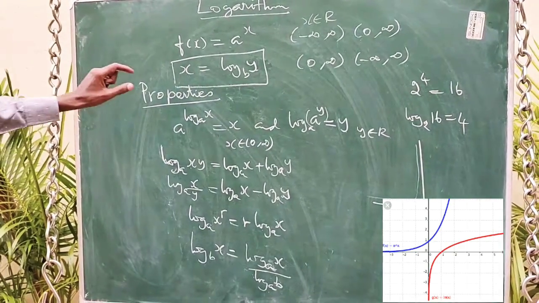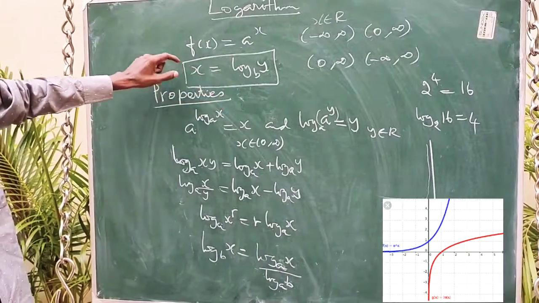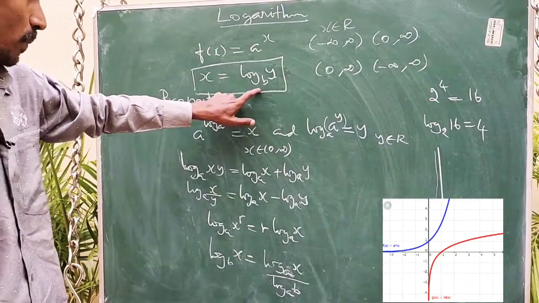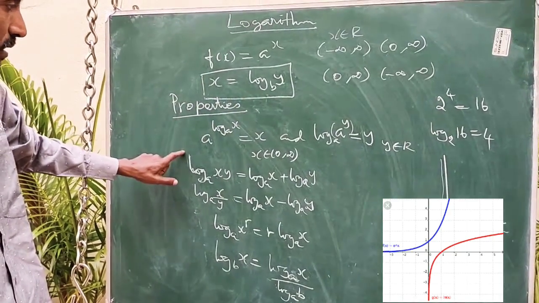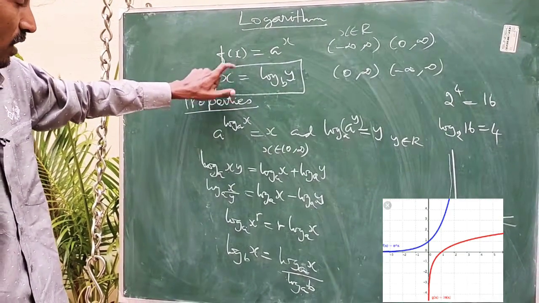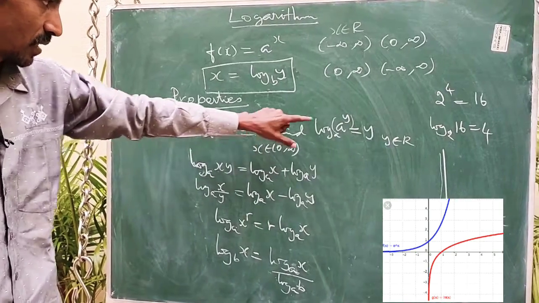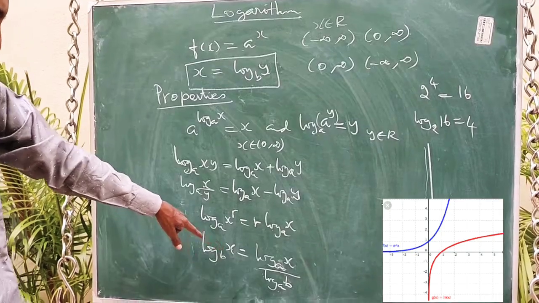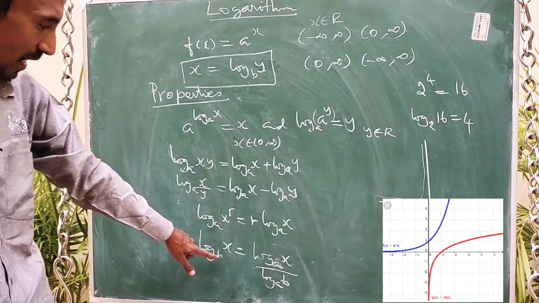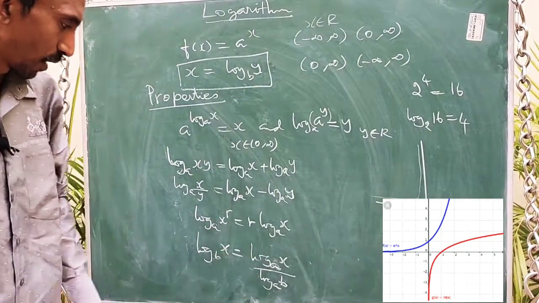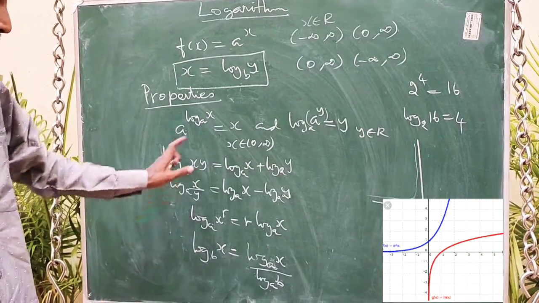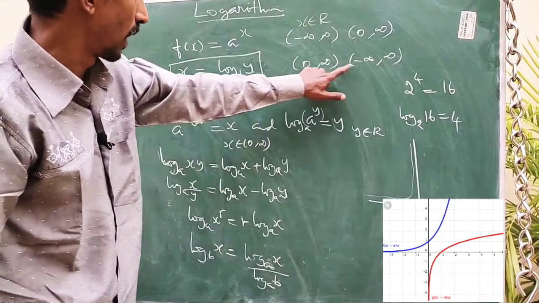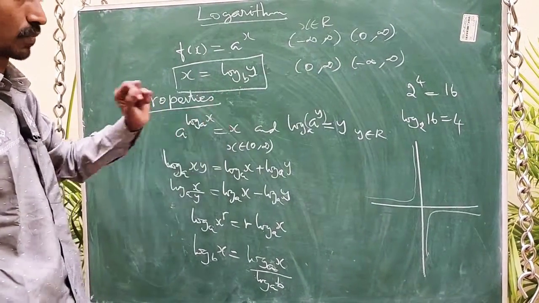So first remember the general logarithmic form. If y equal to a power x, it can be written as x equal to log y base b. And remember the properties: product rule, quotient rule, power rule, and change of base. We are changing the base b to a. Remember the properties, especially the domain and range of the logarithm.